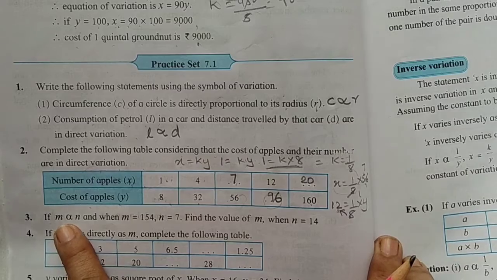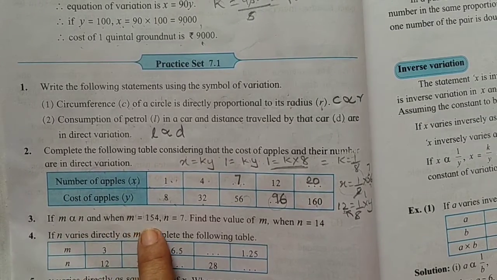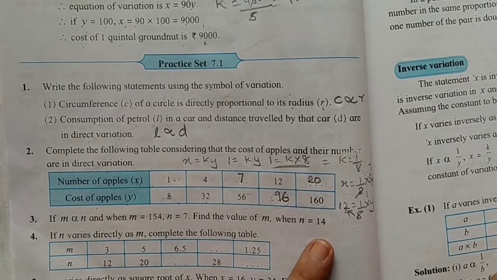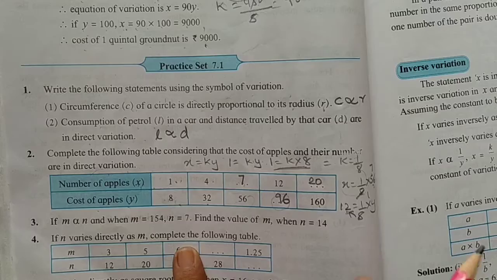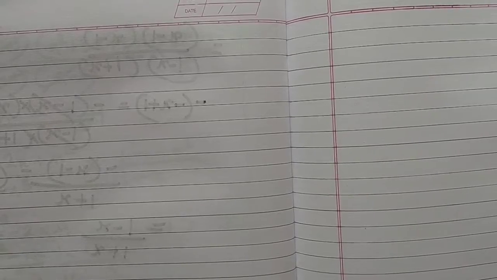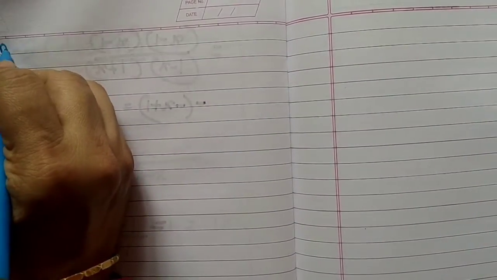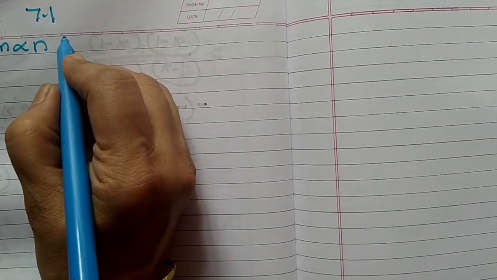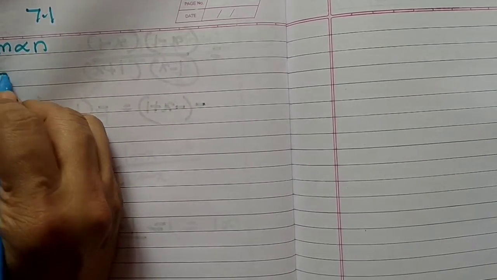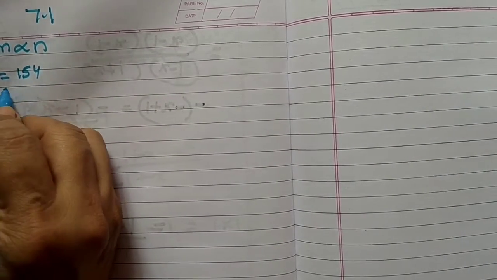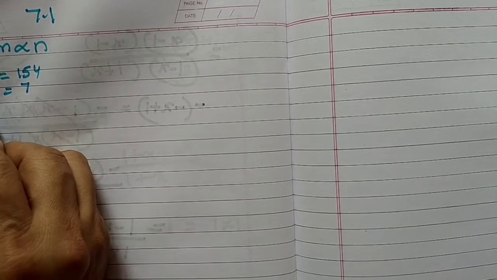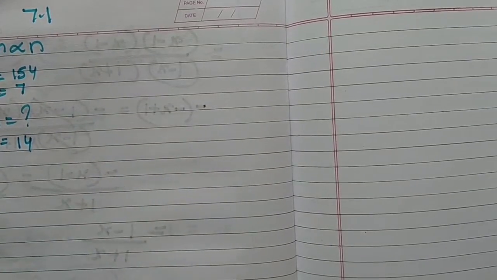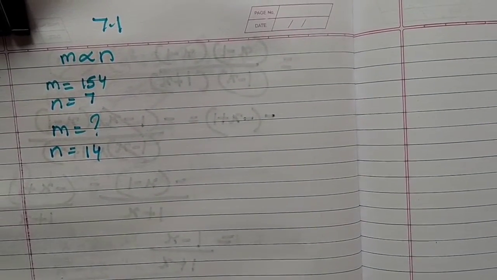If m is proportional to n and when m is equal to 154, n is equal to 7, find the value of m when n is equal to 14. We will do this sum in the notebook and I will show you how to do it. Now what is given to us is m varies directly as n. This is practice set 7.1. When m is equal to 154, n is equal to 7. Find the value of m when n is equal to 14. This is what is asked.